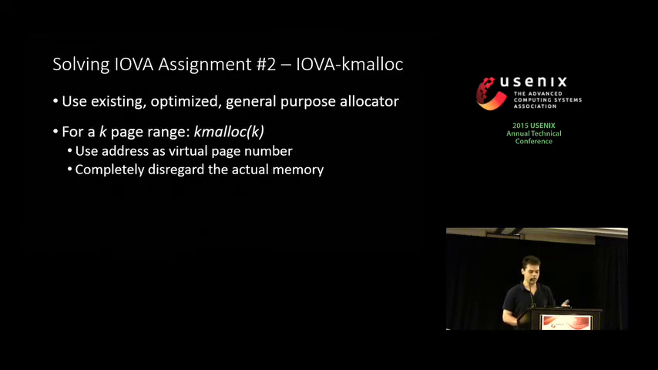And so our second IOVA assignment design asks the question of why not actually use one of these general purpose allocators. They're out there, they're highly optimized, and we'll use the kernel-owned kmalloc, and we'll allocate as many bytes as we have pages. We'll use the address for our mapping and just disregard the memory itself. And hopefully that will simulate the general purpose highly optimized allocator.